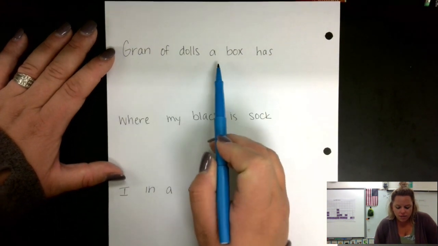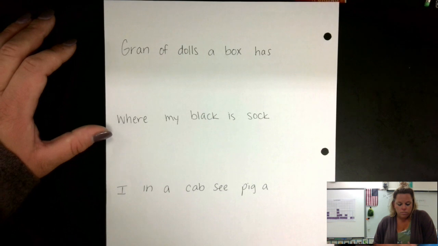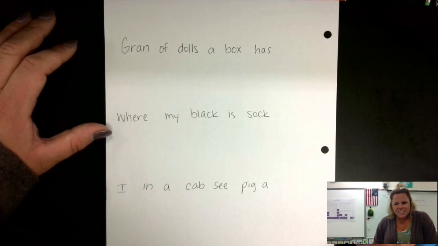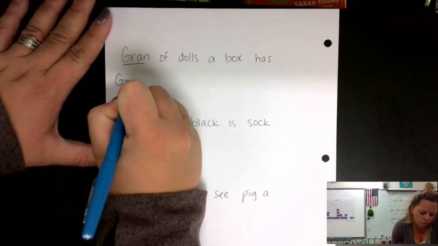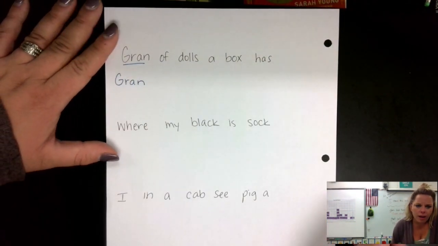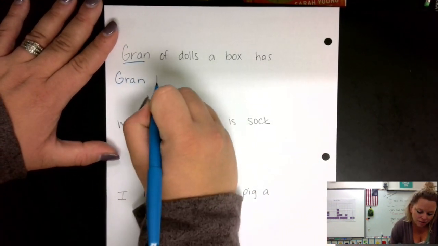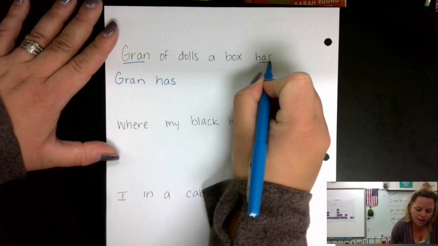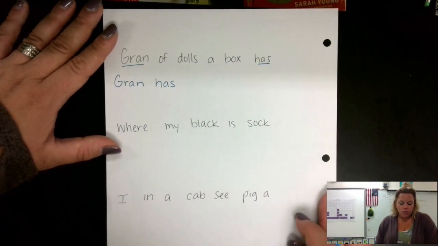"Gran of dolls a box has." What is the sentence talking about? Well, it's talking about Gran. So we're going to write the sentence, and we're going to start it with Gran. What about Gran? Gran has. Gran has what? She has dolls and she has a box.